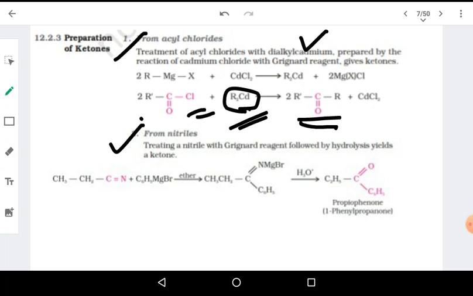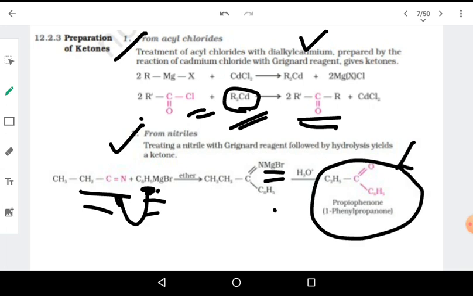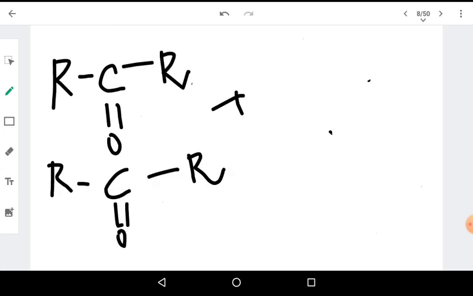So again, Grignard reagent is coming over here. We have nitrile treated with C6H5MgBr. What is happening? We have to attach the NMgBr. Okay, NMgBr is coming over here, and C6H5 we have to attach to the carbon, right? So now this is hydrolyzed to give us this compound. Okay, so it's a very easy reaction. We have already studied how to deal with Grignard reagent.